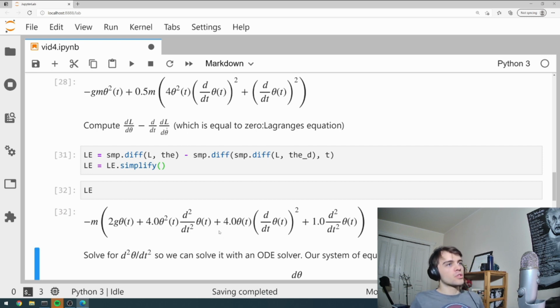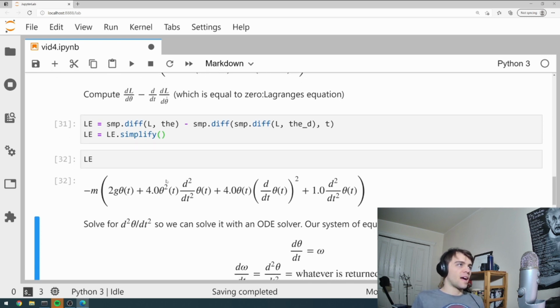And what we want to do is get a system of differential equations that we can solve. And so all this is equal to 0. Let's solve for the second derivative of theta with respect to time, because that will give us one differential equation. And then we'll solve for dθ/dt as well. So let's solve for the second derivative.